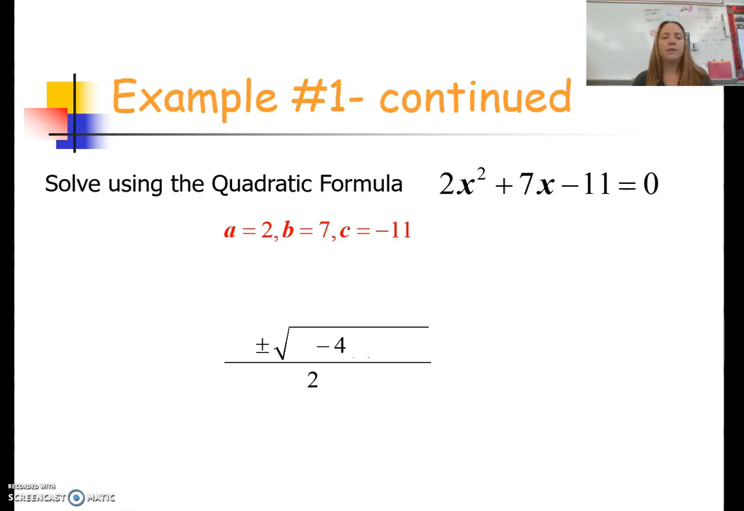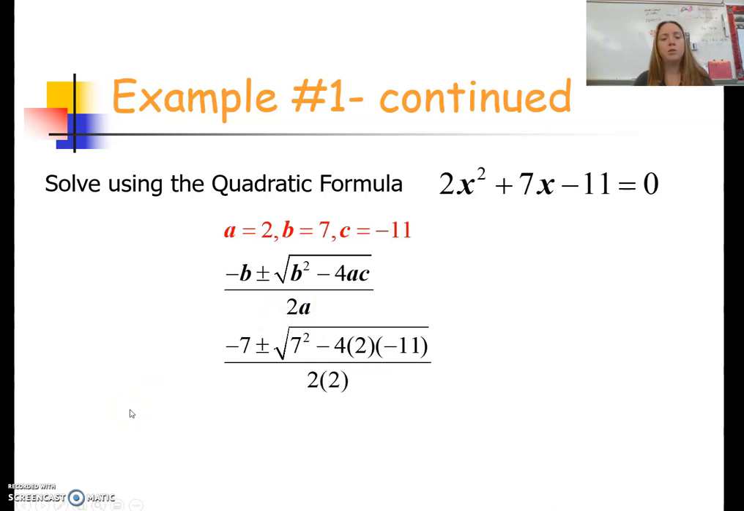Again, a is 2, b is 7, c is negative 11, and we're going to substitute it into the quadratic formula. So the first thing says negative b, so I'm going to take the b value and change its sign, just like with the opposite b over 2a. Then the next piece is b squared, so we'll have 7 squared, minus 4 times a, which is 2, and then c, which is negative 11, divided by 2 times a, so 2 times 2.